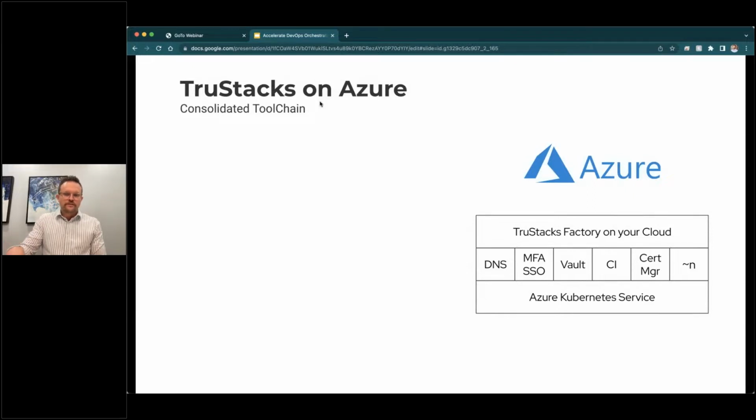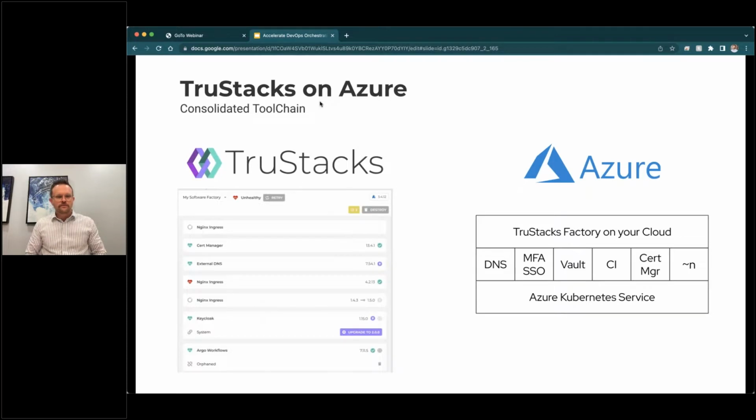And you have a TruStacks factory on your cloud. And by having control over this, you actually have the ability to manage those components. So now you're standardizing the tool set and you're consolidating your tool set, because tool overload is real. I mean, we have some development teams in the same company using different SaaS tools or different secrets management processes. We're trying to consolidate all of that so we don't have to worry about it anymore.